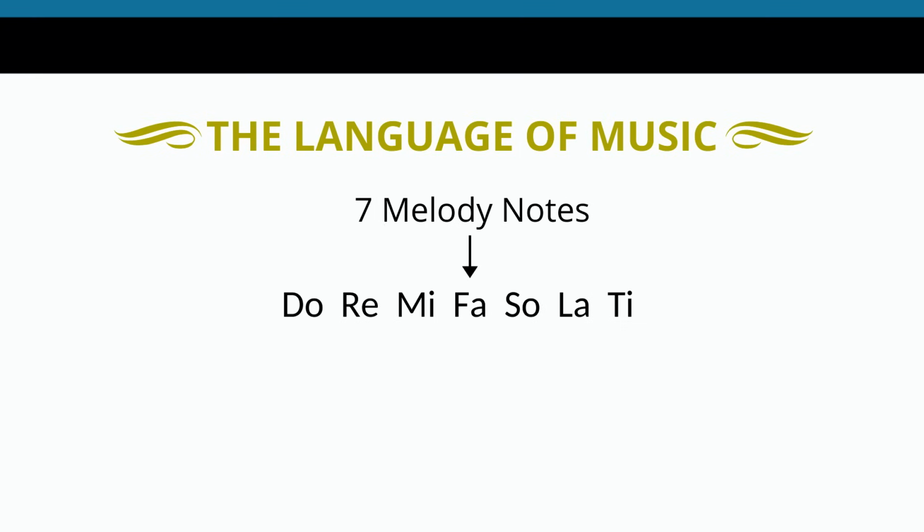Alright, so those first seven sounds that we're trying to learn for the language of music are just the seven melody notes we talked about. Do, re, mi, fa, sol, la, ti. Super easy. Now let's go over to the chord side of things.